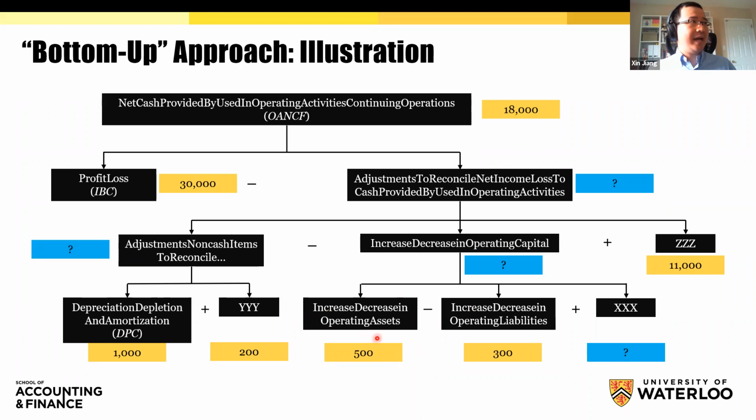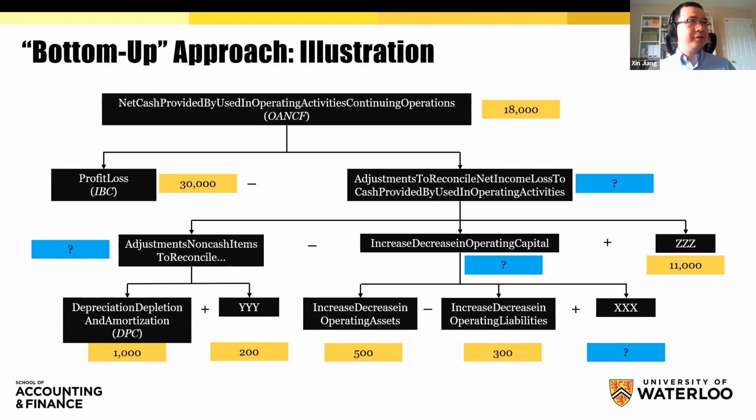For example, the tag increase, decrease in operating assets has the value of 500. But apparently the filer does not use all of the tags. In particular, the filer does not use 4 tags, so we have 4 tags here without any values. So what we want to do with our bottom-up approach is to impute the values for those 4 tags.